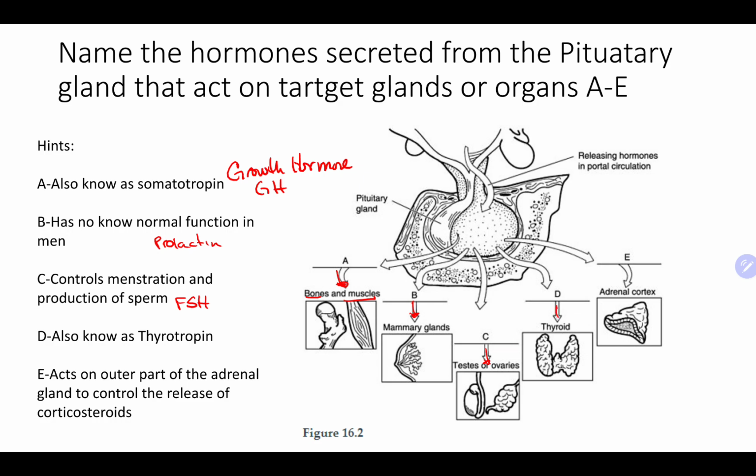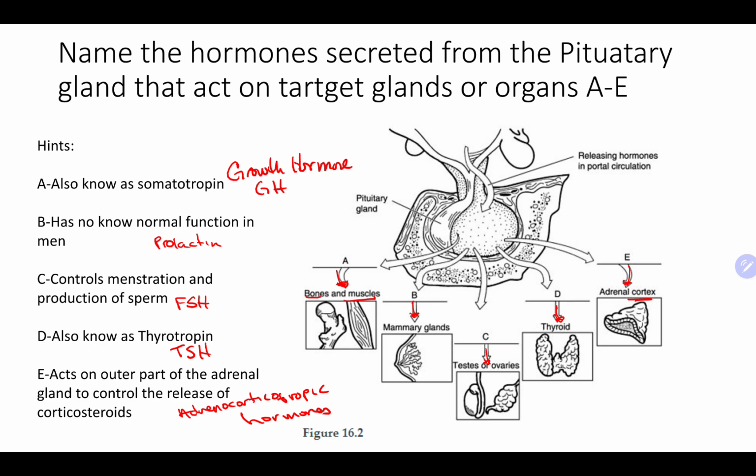D, look at this, targeting the thyroid, also known as thyrotropin, it's going to be that thyroid stimulating hormone, TSH. And we know E is targeting the adrenal cortex, so it has to be those adrenocorticotropic hormones. Okay?